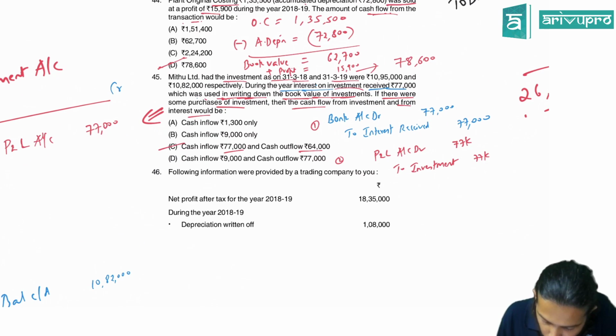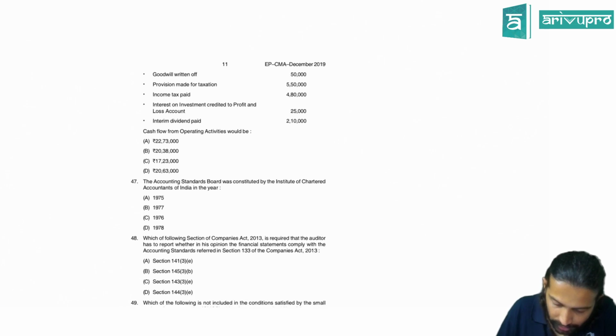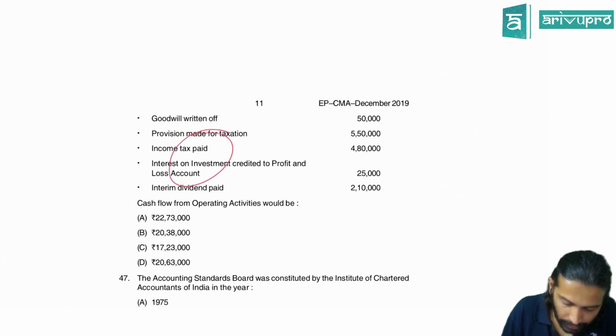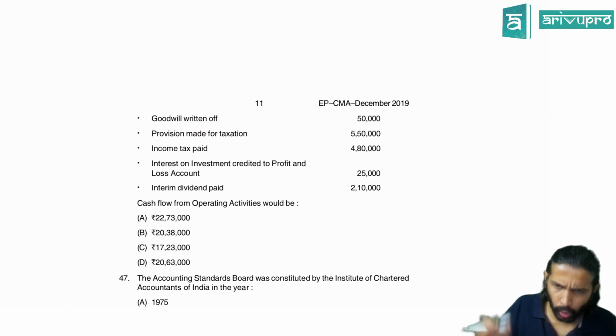Next, from the following information provided by the trading company. They have given net profit after tax. Then they have given depreciation. And then if you just check, they have given goodwill data, provision for tax, income tax. Okay, stop there. Once you read 2-3 lines, directly go to what is the requirement.